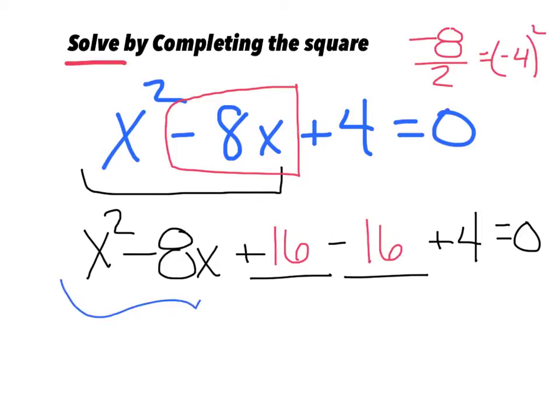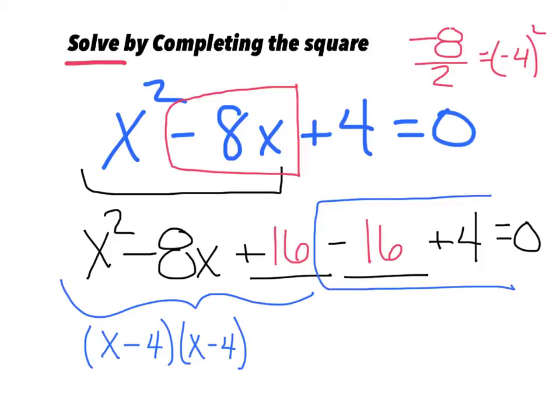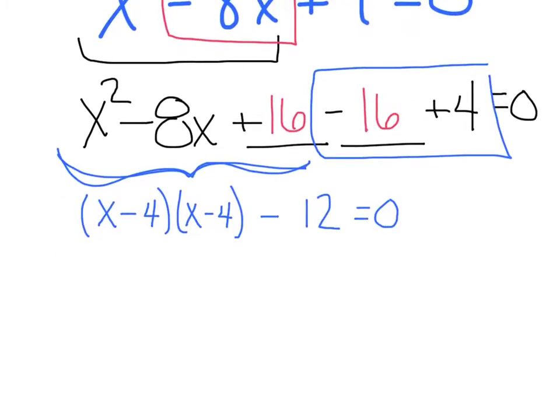Now here's the magic. Those first 3 terms should factor as a perfect square trinomial. So I'm going to say that's x minus 4 times x minus 4. Have you noticed that this term is always the number that you squared, including the sign? There's a little hint. And then I take these 2 and add them together. Okay, so I took care of the first 3. Now these 2 go together to get me my minus 12 equals 0. So now I can say I have the quantity x minus 4 squared minus 12 equals 0.